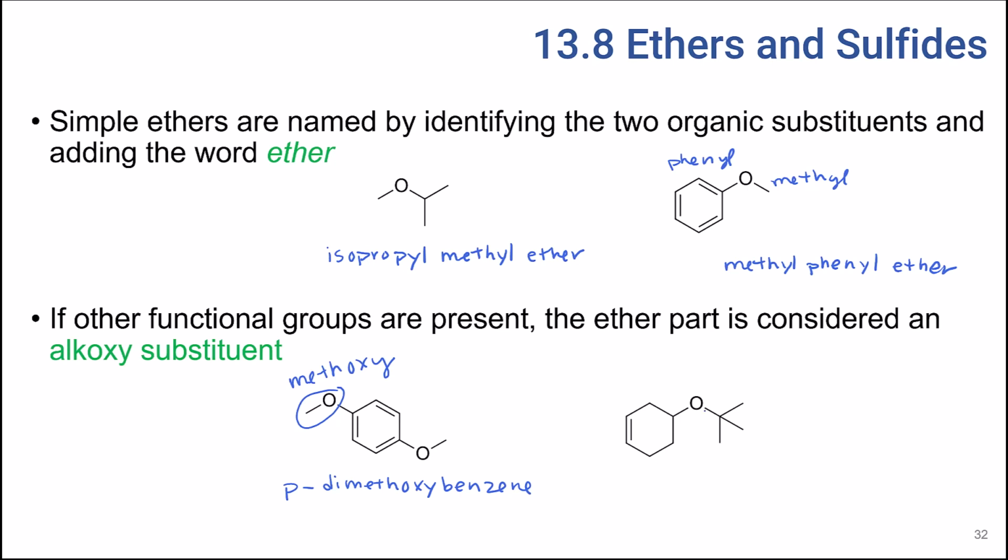And then here we have a tert-butyl group on the other side of the oxygen that has less carbons. This will be the parent, which is cyclohexene. So this is a tert-butoxy, and this is at carbon 1 for cyclohexene, and so our tert-butoxy is at 4. So this is tert-butoxy cyclohexene.